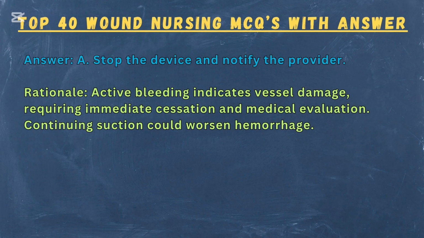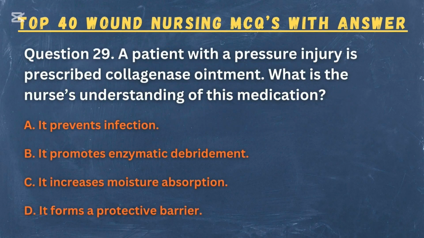Rationale: active bleeding indicates vessel damage, requiring immediate cessation and medical evaluation. Continuing suction could worsen hemorrhage. Question 29. A patient with a pressure injury is prescribed collagenase ointment. What is the nurse's understanding of this medication?